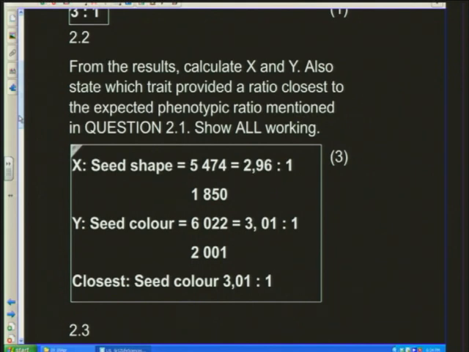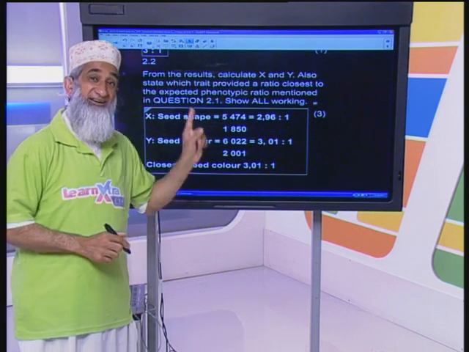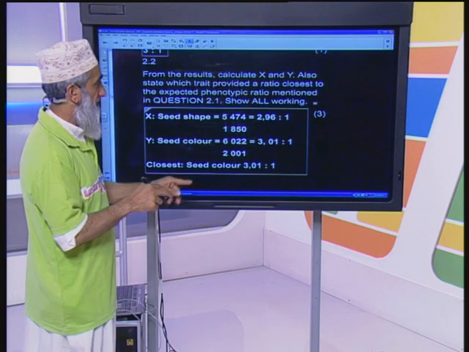For seed shape, these were the figures: 5474 over 1850 of the recessive one. So it came to a 2.96:1 ratio. Not a fraction, a ratio. Not a proportion of so many this and so many that. This is a ratio, when you're comparing two, how are they comparing in the whole?